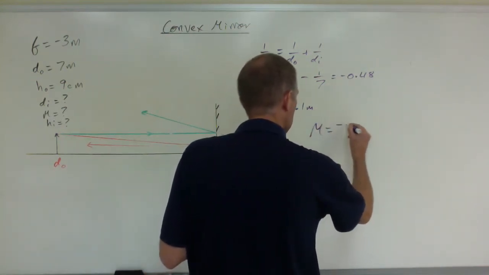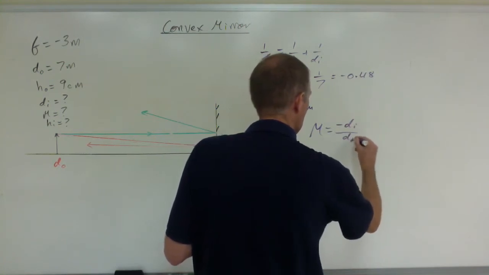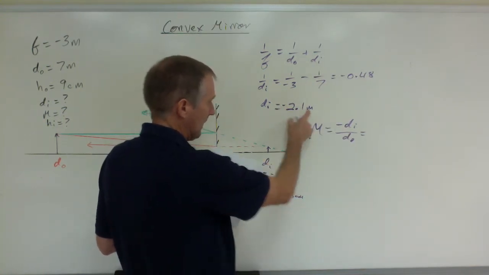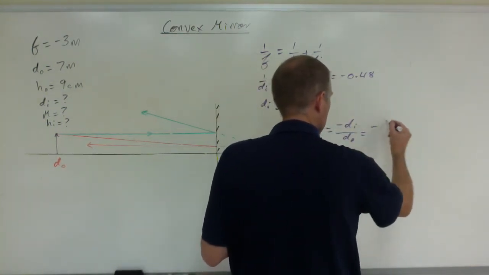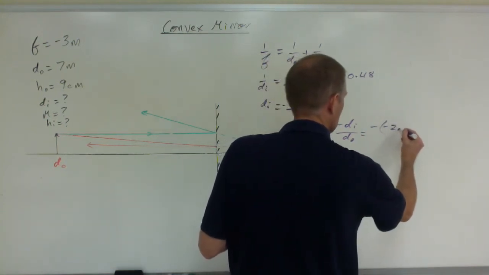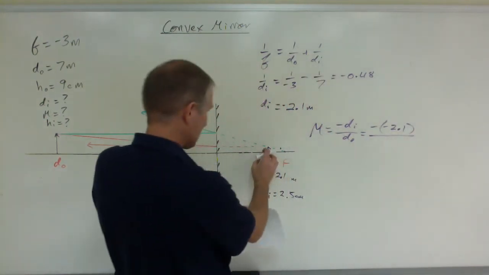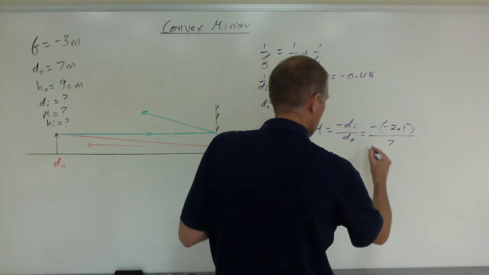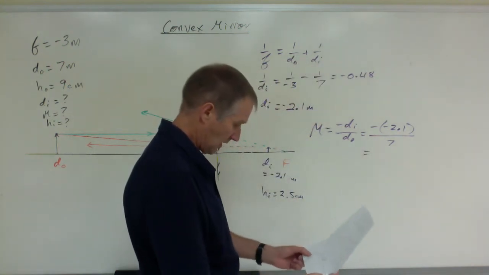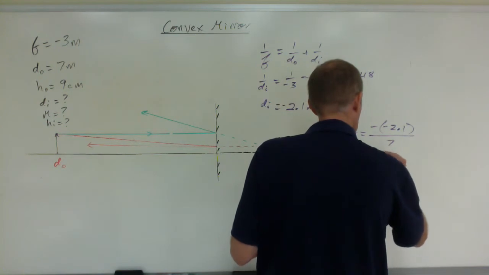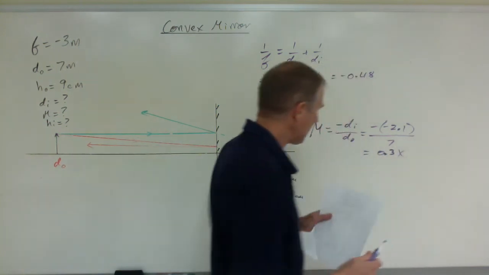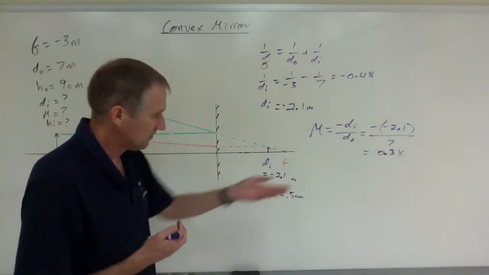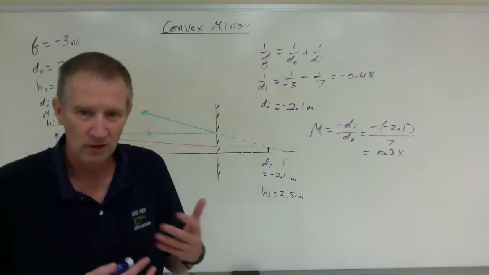Okay, the magnification. The magnification equation is m = -di/do. That negative sign is part of the equation, and the negative sign is part of the value of di, so you have two negatives here. That's going to give you a positive value, which makes sense because it doesn't turn over. Divided by do, which we said was 7, that equals positive 0.3 times. What does that mean? It means the image is 0.3 times the original height. That's 30%. So it's only 30% the original height of the object.